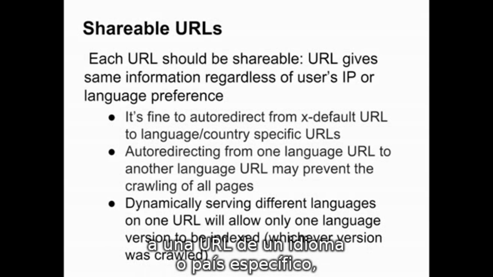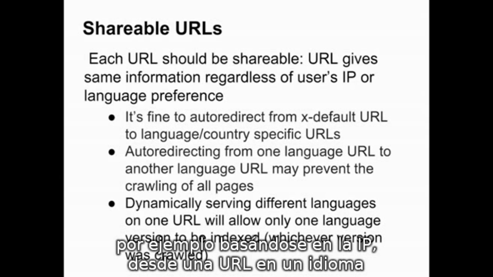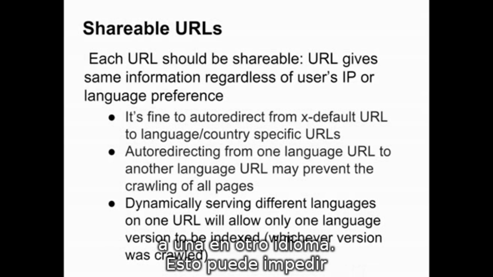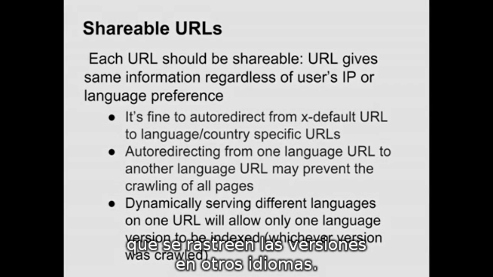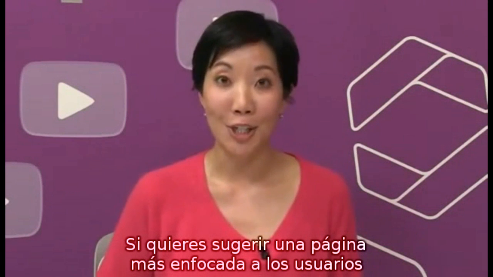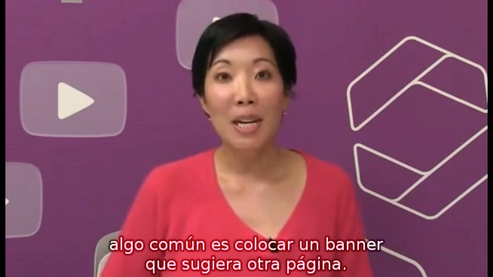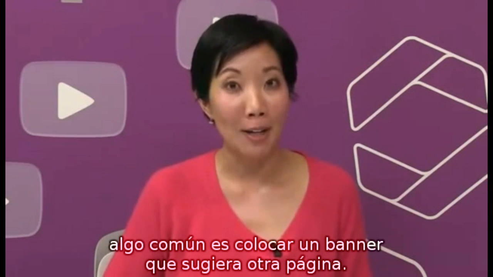When it comes to auto-redirecting users, while that can be done from an x-default URL to a language or country-specific URL, we discourage auto-redirecting, say based on IP, from one language URL to a different language URL. This implementation could prevent all language versions from being crawled. If you'd like to suggest a more targeted page to users based on their IP or language preference, a common implementation is to display a banner suggesting an alternate page.